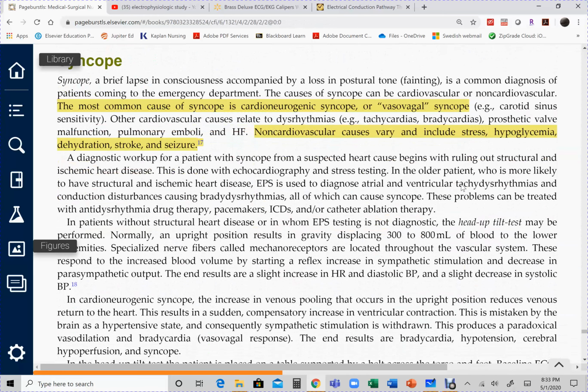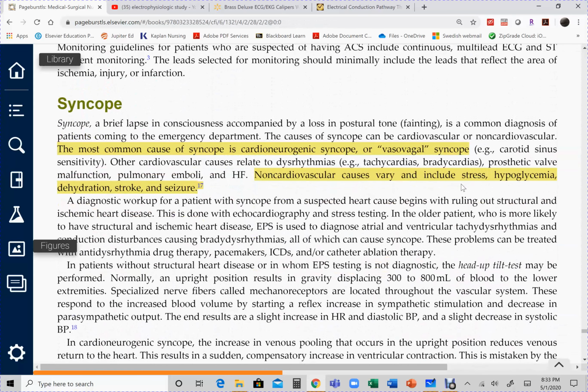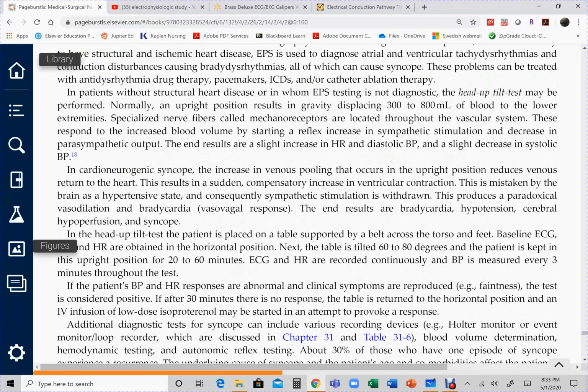And lastly, syncope. Just in case you don't know what syncope is, which is hardly likely. Most syncopes are cardiac related, meaning it's your best evidence that there's no oxygen getting to the brain. There are non-cardiac causes: stress, hypoglycemia, dehydration, stroke, and seizure, but most of them are cardiac related. And that's it.